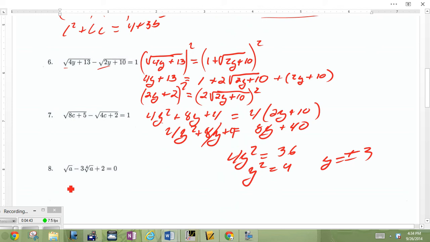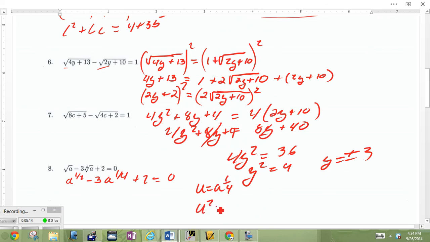You might benefit by looking at my posting that I put up on the exponents, and you should realize that this is a to the 1/2 power minus 3a to the 1/4 power plus 2 equals 0. I'm going to do a little substitution. I'll let u equal a to the 1/4 power.